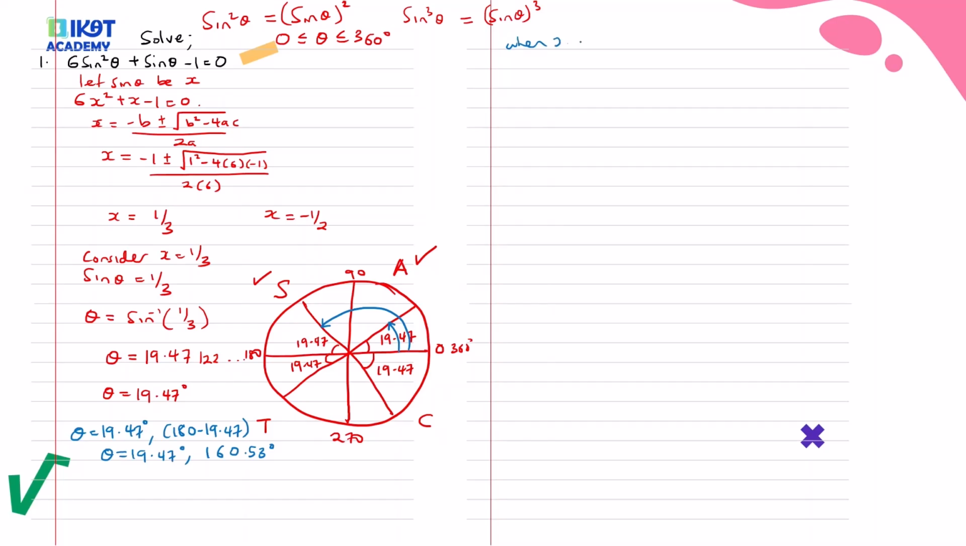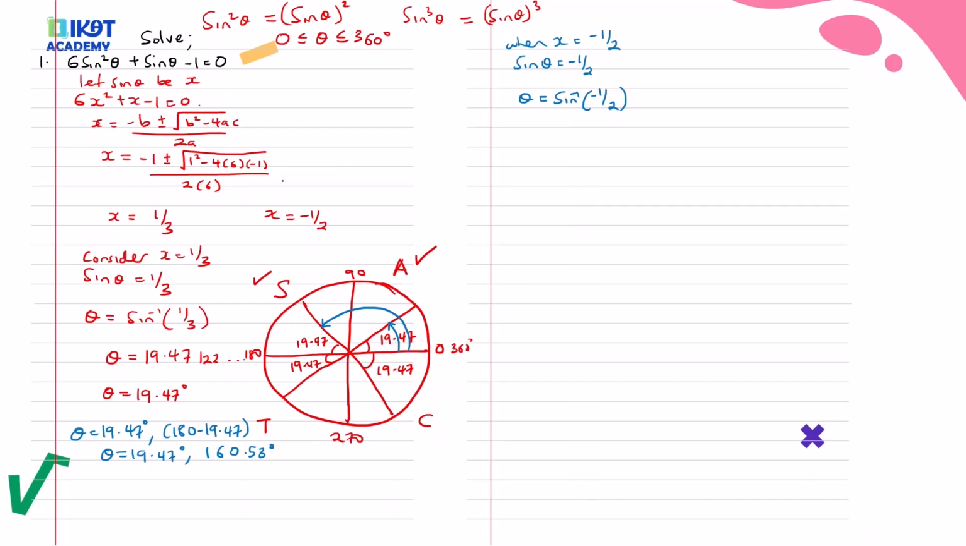When x is equal to negative a half, what does that mean? Sine theta is also negative a half. So here we say theta is equal to sine inverse of negative a half. Now, some people may want to just put this into the calculator and ask what the sine inverse of negative a half is. You get negative 30.